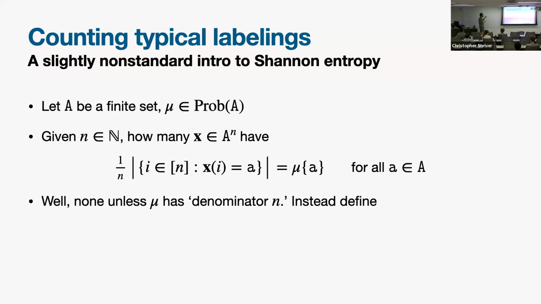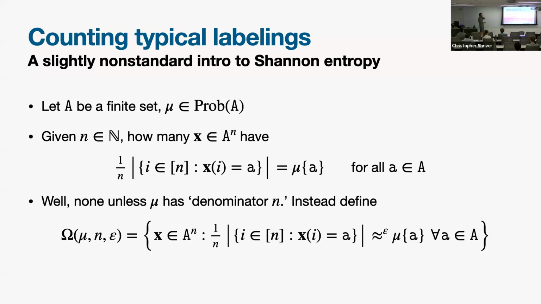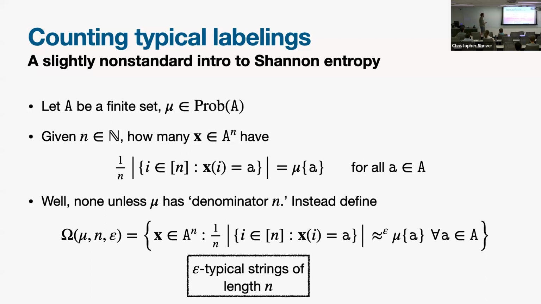So actually instead, it's this slightly more complicated thing saying basically the same thing, where I allow just a little bit of epsilon error. So now for any mu, at least as long as n is big enough, I should be able to have at least some labelings that give me the right statistics, that I use all the symbols the correct proportion of times. And I want to call these epsilon typical strings of length n.